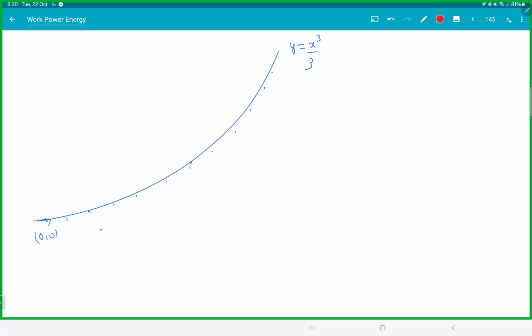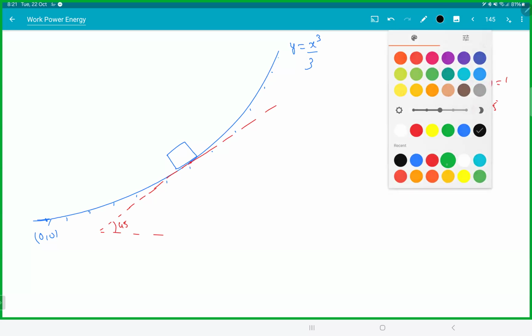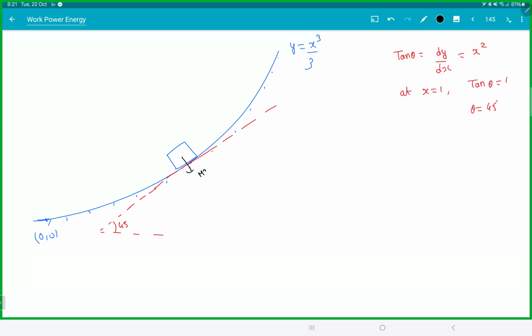So at x is equal to 1, drop a tangent. So slope tan theta is dy by dx, which is x square. At x is equal to 1, tan theta is equal to 1, and theta is 45 degrees. So it behaves like an incline of 45 degrees. So when the block is here, the forces are mg cos 45, normal reaction, friction, maximum. There is some external force acting here, which we are not showing.